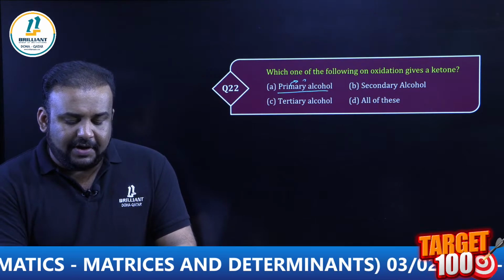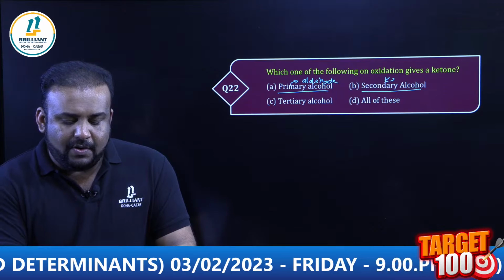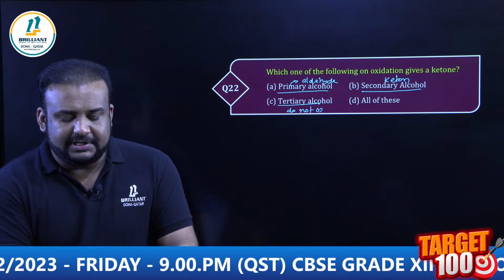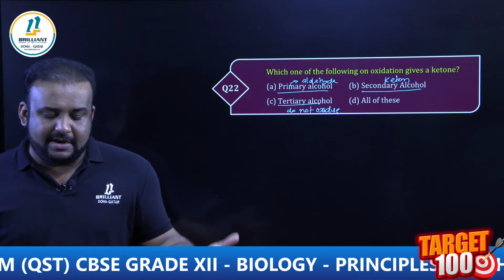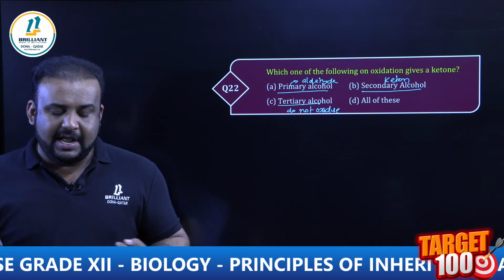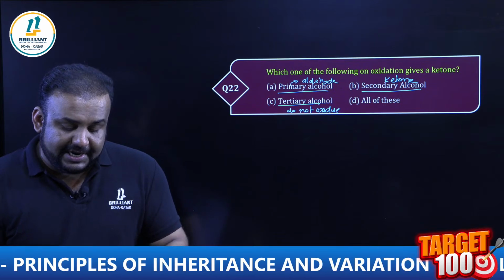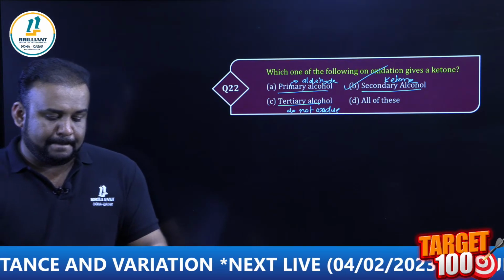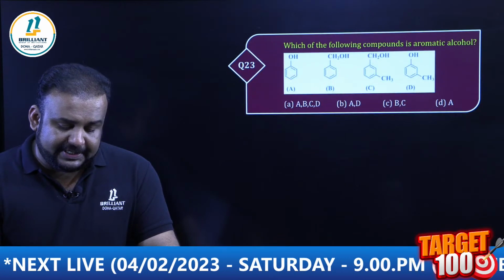Primary alcohol is going to give you aldehyde. Secondary alcohol is going to give you ketone. Whereas tertiary alcohol, it's difficult to oxidize without breaking the carbon-carbon bond. You have studied that. Primary alcohol will give you aldehyde, secondary will give you ketone. But tertiary cannot be oxidized. So 22nd question, answer is B. Right. Yes, most of you have answered it. Very good. So let's move on to the question.